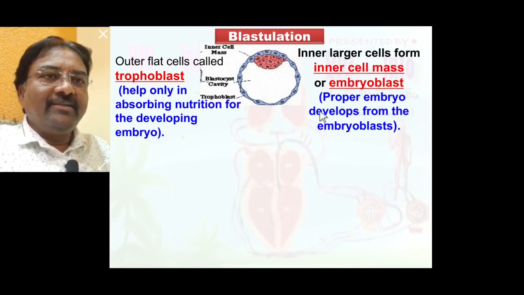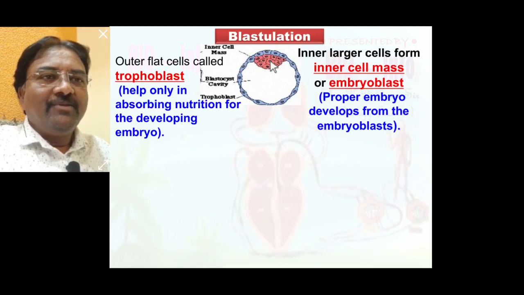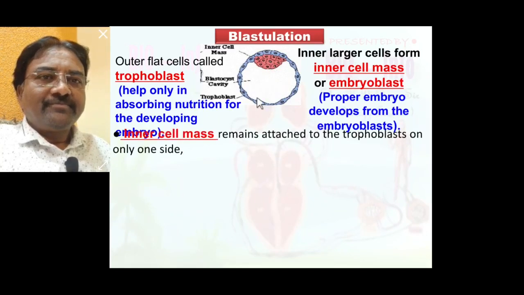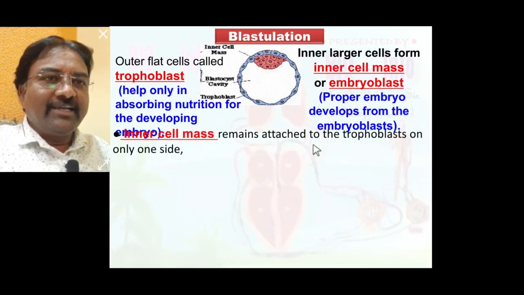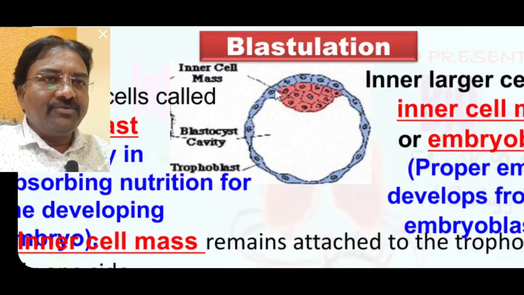Always remember, in the blastocyst, the outer trophoblast cells are specially for absorbing nutrition for the developing embryo. Inside, the inner cell mass, the larger cells, also called the embryoblast, form the proper development of the embryo. The inner cell mass remains attached to the trophoblast on one side only. Here the inner cell mass is attached to the trophoblast cells at one side only.